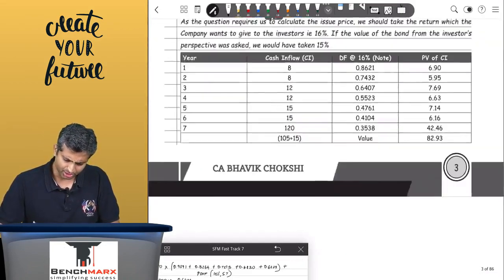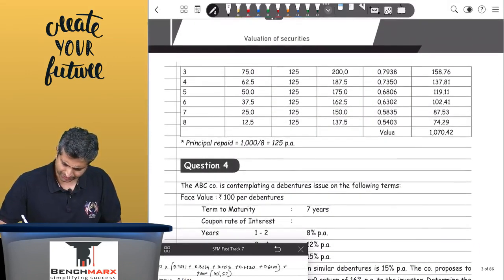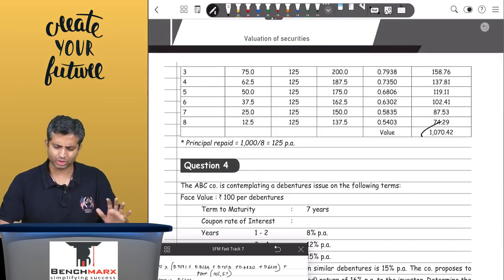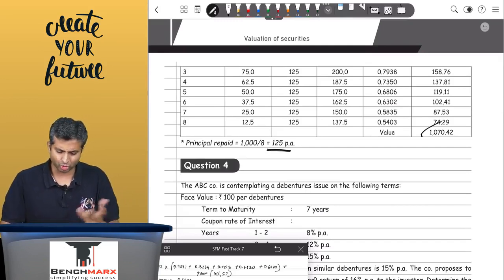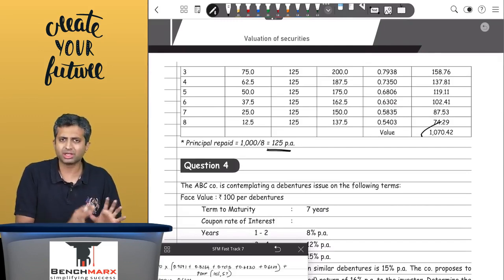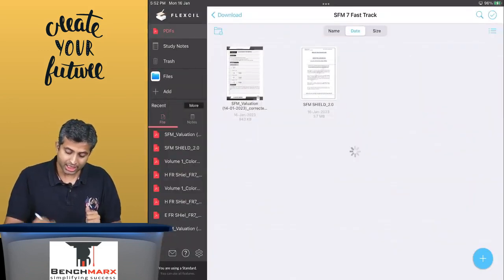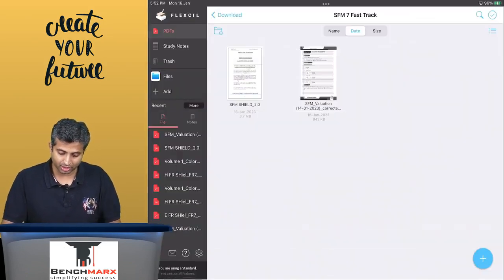If you look at question number 3, after doing all of these, you get approximately 1070 point something, and your principal repaid, let us say, we have just shown the working. So this is question number 3, a fairly basic question. Next, you will go to question number 4.